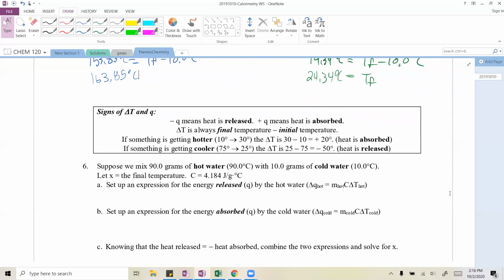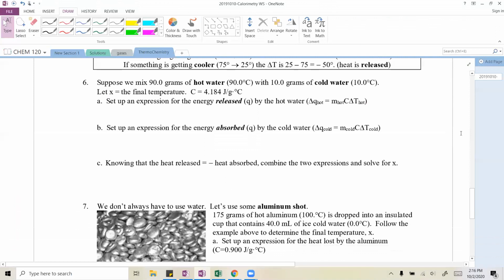So it should always be our final temperature minus our initial. If something is getting hotter, then it makes sense that heat's being absorbed, so our final should be higher than our initial, and that gives us a positive delta T. If something is getting cooler, then that means we have to be losing heat, so that heat is going to be released, and so our final should be less than our initial to give us a negative delta T.